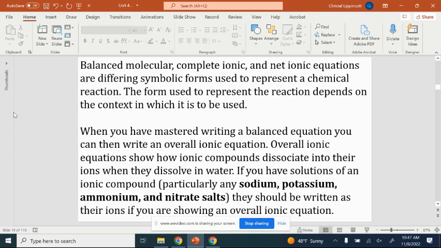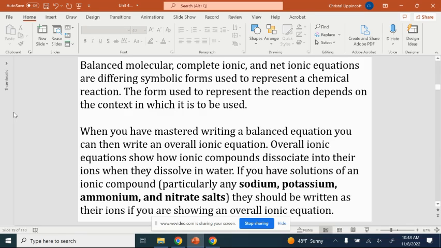Balanced molecular and complete ionic equations, and net ionic equations, are different ways to represent these chemical reactions. The form used to represent the reaction depends on the context in which it's to be used. Once you've mastered balancing the equations, which all of you, except maybe one, should be masters of, writing the balanced ionic equation then comes after that.